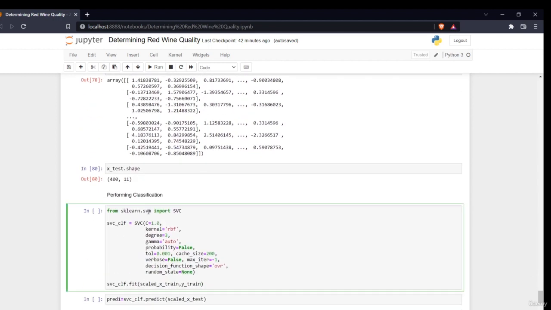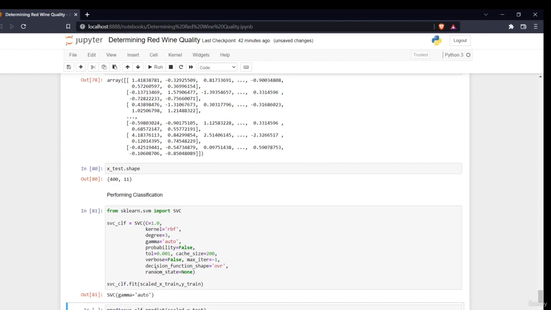I'm importing SVC, the SVC classifier. SVC with C equals 1 and kernel rbf. The different kernels we have are linear kernel, sigmoid kernel, rbf kernel. We have degree, gamma. These are basically a certain set of hyperparameters which I obtained from the net to see which works better. I can also perform hyperparameter tuning to find out these parameters. So you can do that also.